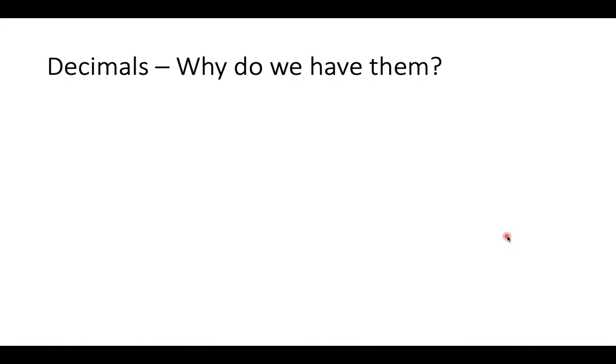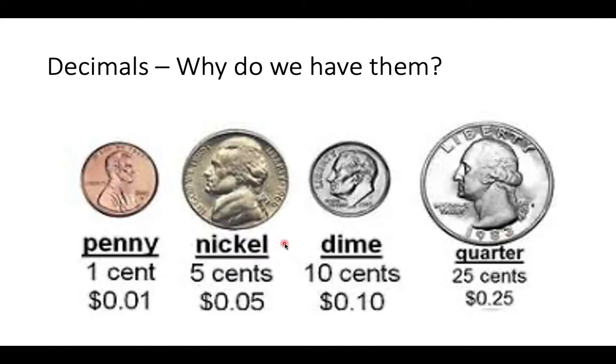Decimals, why do we have them? That's a great question. So let me give you some examples. One way that we have used decimals often is in money. If you see here, a penny is 1 cent, and that's 1/100th of a dollar. Nickels are 5 cents, that's 5/100ths of a dollar. Dimes are 10 cents, they are 1/10th of a dollar, or we could also say 10/100ths. And quarters are 25 cents, or 25/100ths of a dollar.